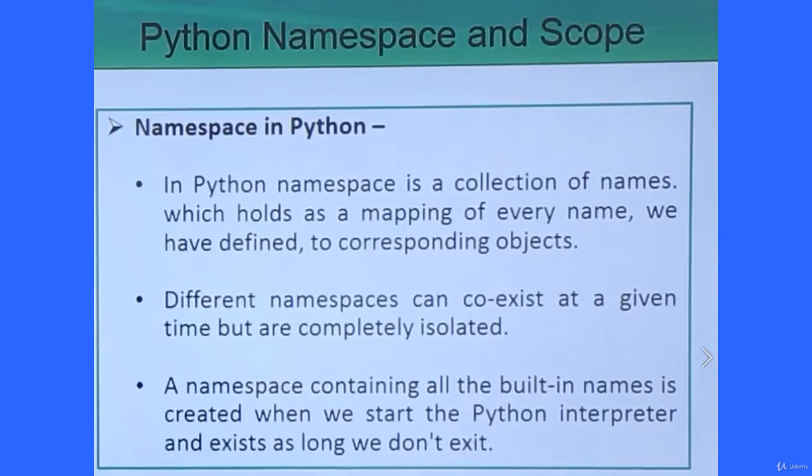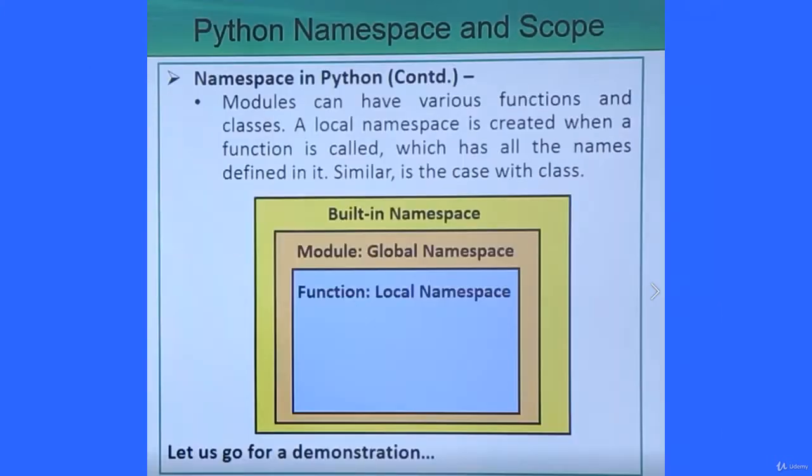A namespace containing all the built-in names is created when you start the Python interpreter and exists as long as we don't exit from the environment. Namespace in Python can be explained using this diagram. Modules can have various functions and classes. A local namespace is created when a function is called, which has all the names defined in it. Similarly is the case with the class also.